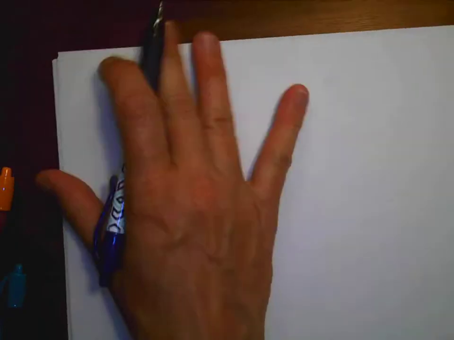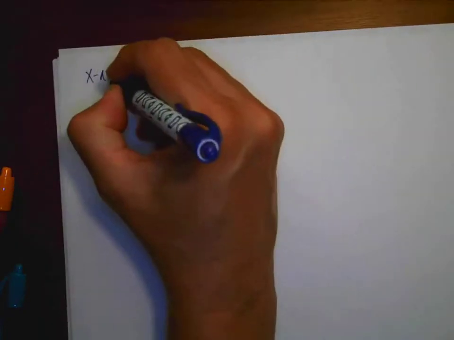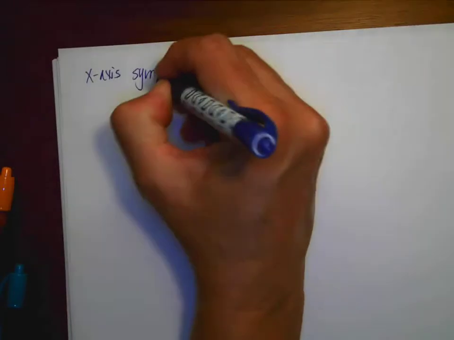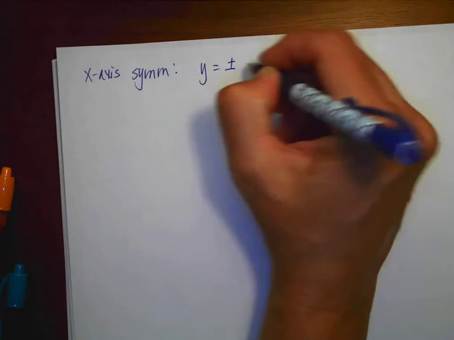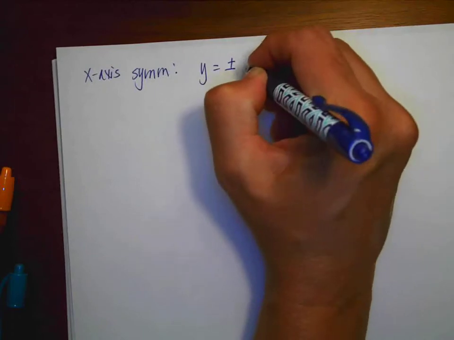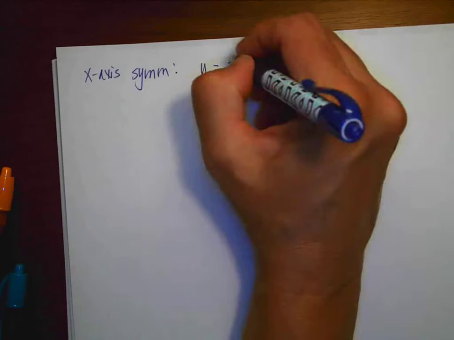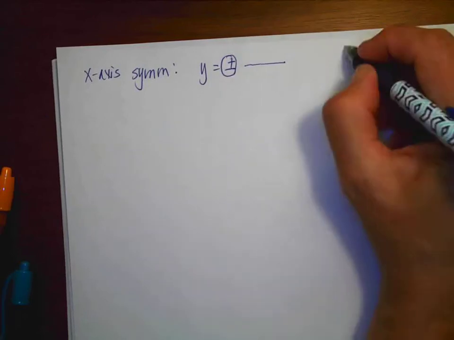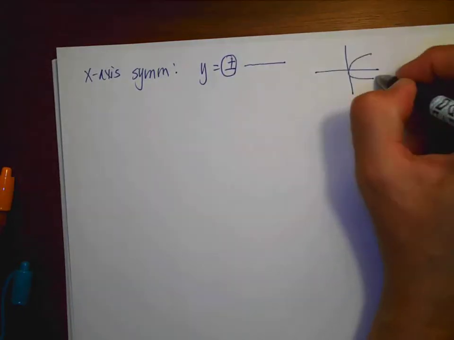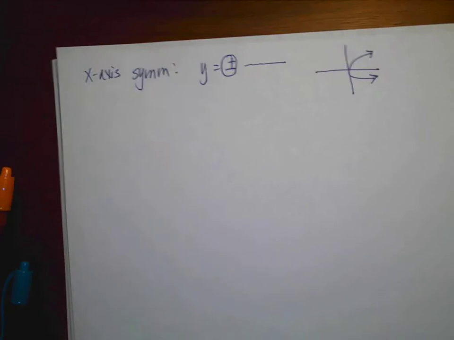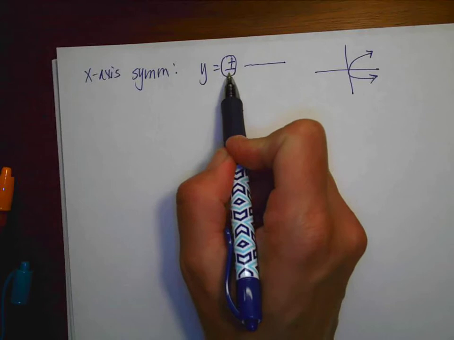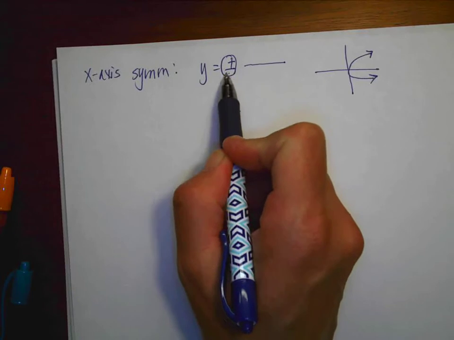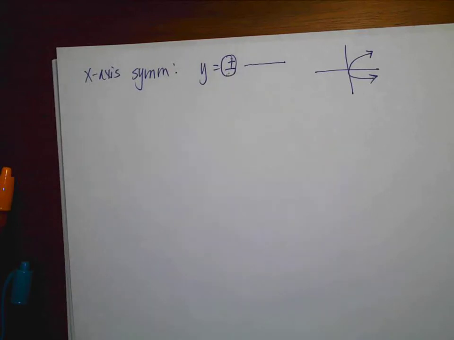The easiest way to talk about x-axis symmetry is this. If I am solving for y and I get a plus or minus and then whatever my equation is, this is your key that it's potentially going to be symmetric about the axis because it's meeting the requirements for both the first and the second test, and so it satisfies both tests.